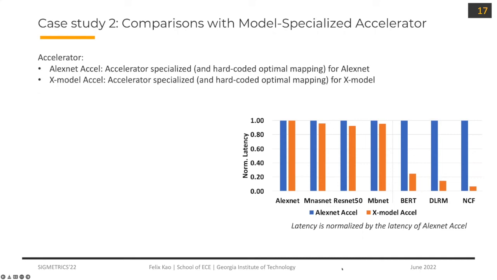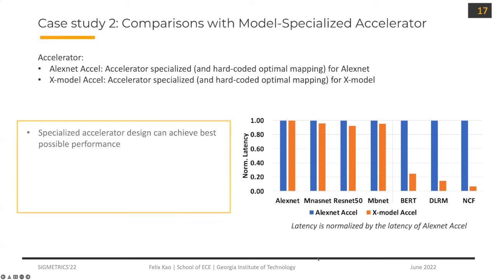For example, the blue bar in MNASNet means I take the exact AlexNet accelerator and directly run MNASNet on it without any tuning. What is the performance? And the orange bar means what if I completely redesign the accelerator to tailor for MNASNet? What is the best possible performance we can achieve? Apparently, the specialized accelerator, the orange bar, can achieve better performance than directly using the AlexNet accelerator, the blue bar.